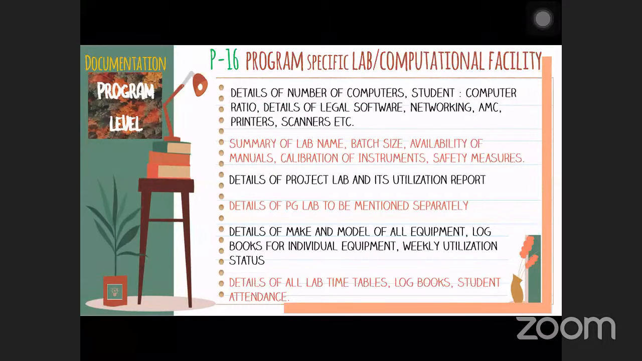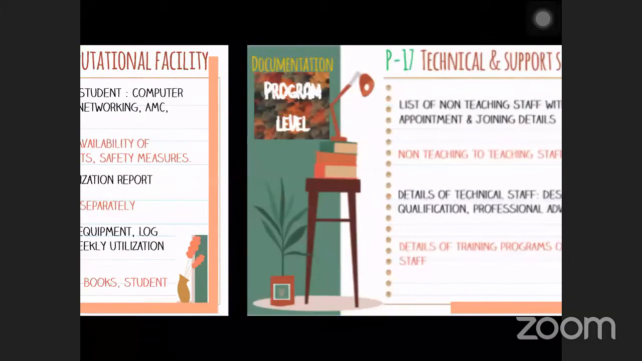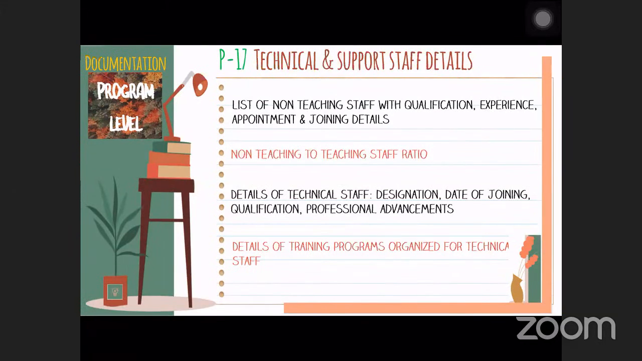The next program level document is file number 17, where the technical and support staff details will be available. So a list of all non-technical staff working in the department along with their qualification, experience, appointment and joining details should be available in this file. Then the non-teaching to teaching staff ratio should also be calculated, and a document related to that should be kept here.